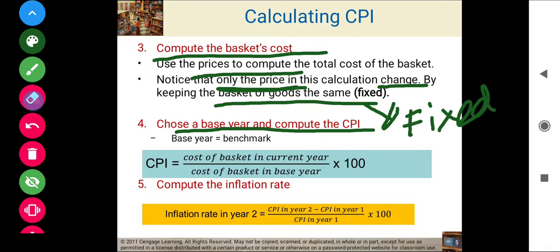After we get the value of CPI, we can compute the inflation rate. This is the final step.